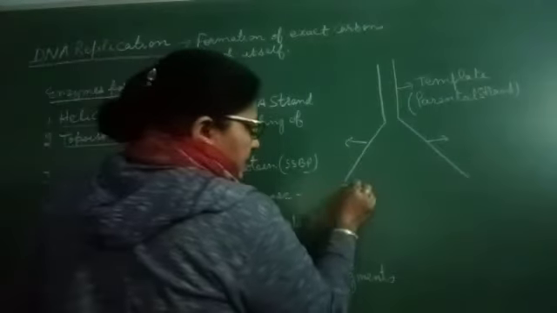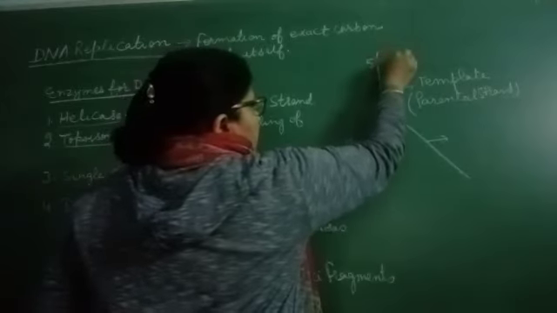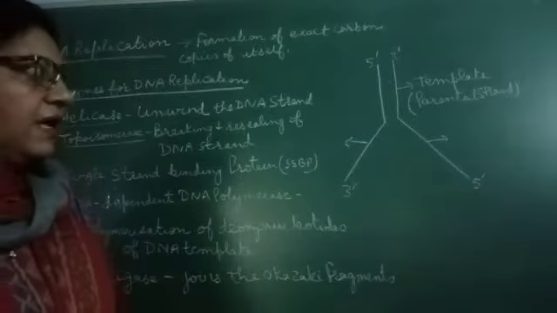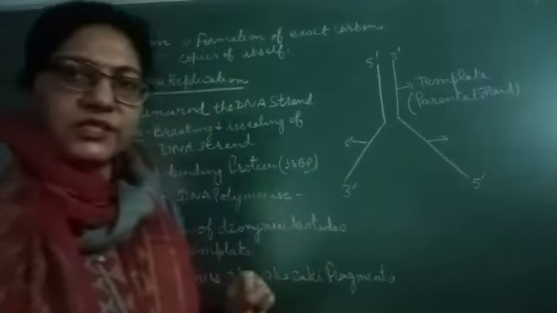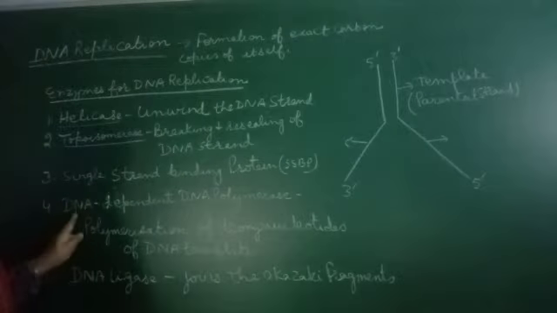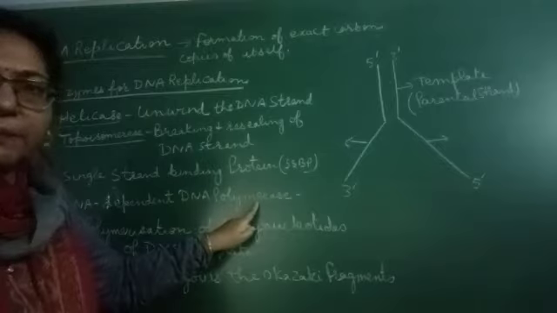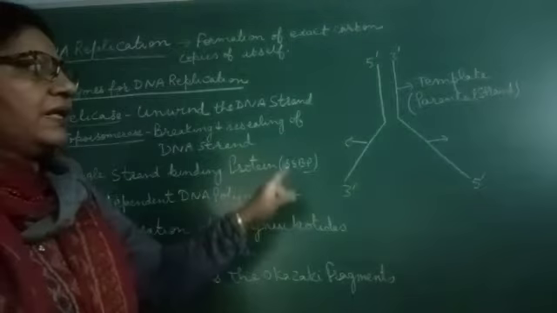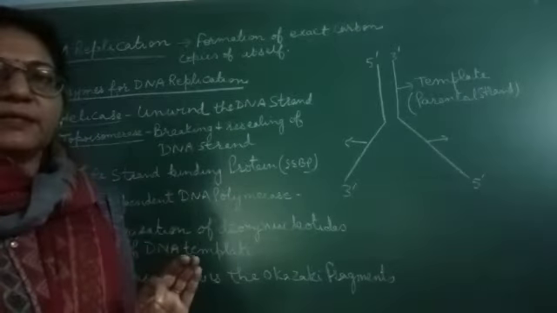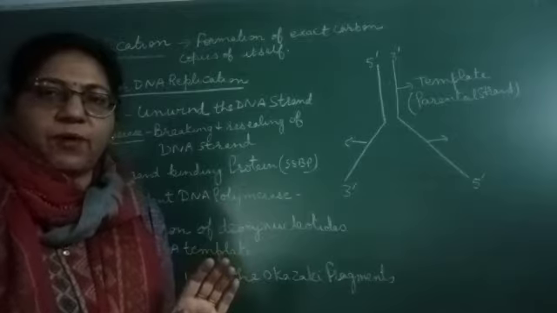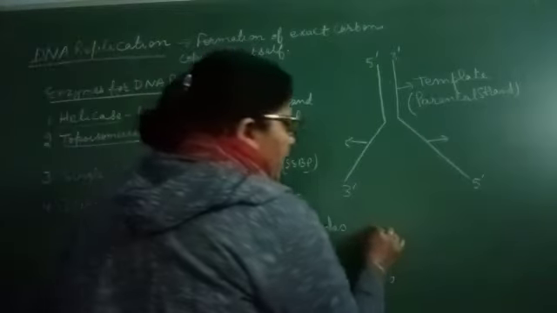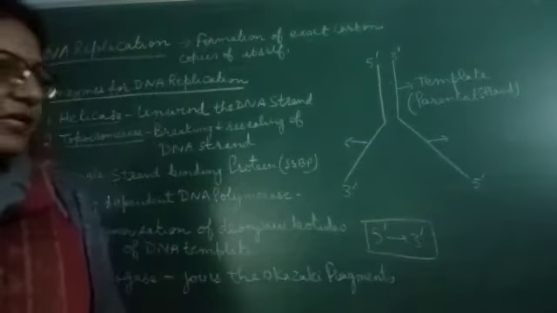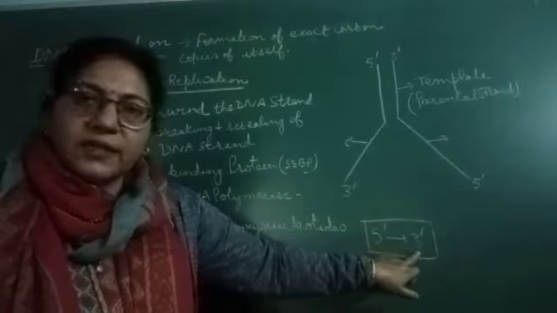Here they are 3' to 5', anti-parallel to each other. Now how will they form the complement with each other? That is with the help of the enzyme DNA dependent DNA polymerase. This is a very important enzyme which plays a very important role in replication, and we know that whenever a new strand is formed, it is with the polarity of 5' to 3'. The polarity of the new strand is always from 5' to 3'.